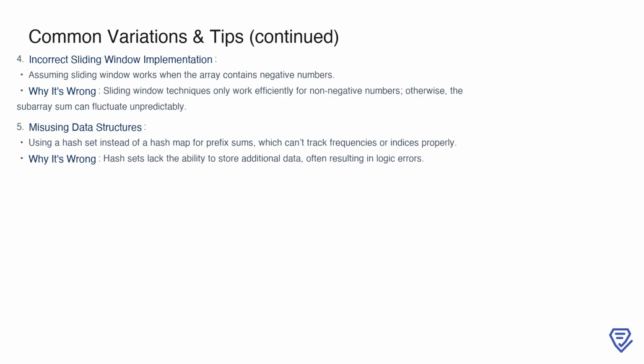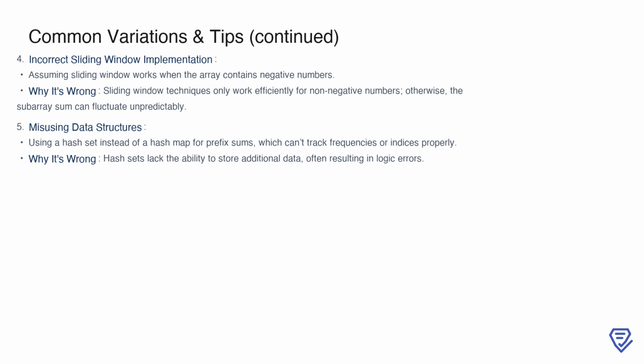Another challenge is implementing the sliding window technique incorrectly. This often happens when the array contains negative numbers. Sliding window works well for non-negative numbers because the subarray sum behaves predictably, but with negative numbers, sums can fluctuate, making the technique unsuitable.